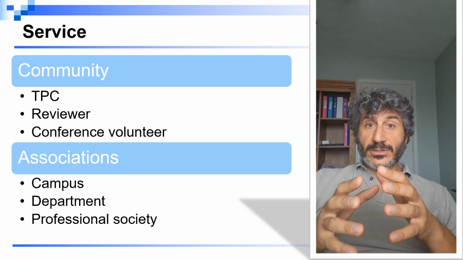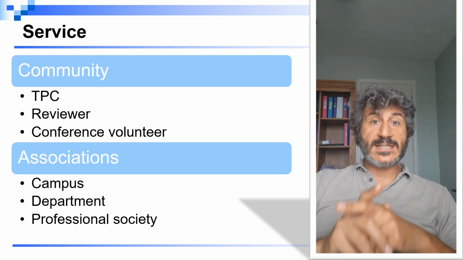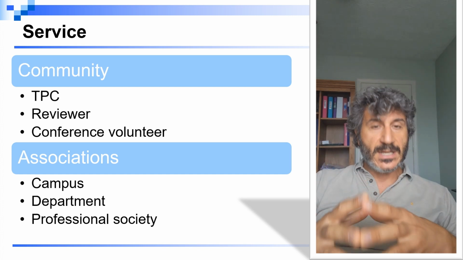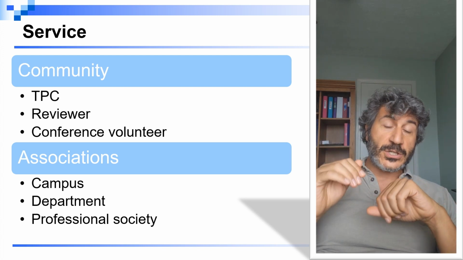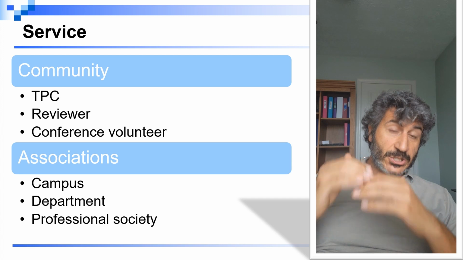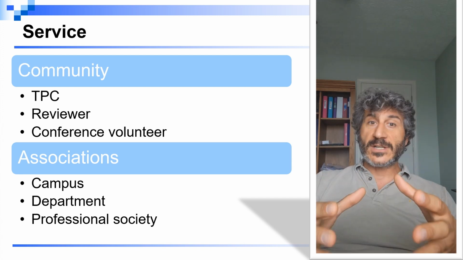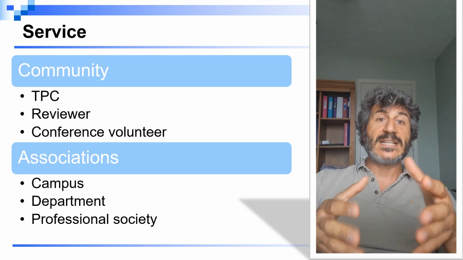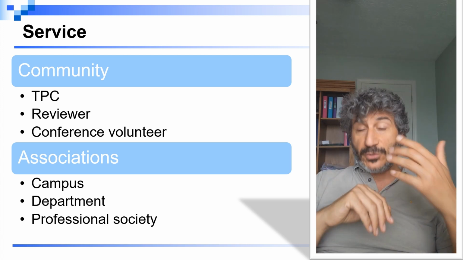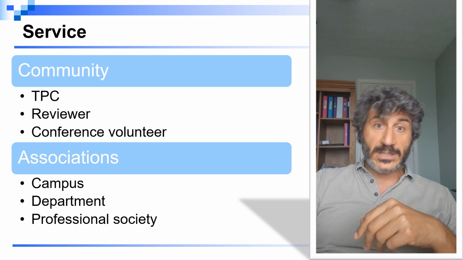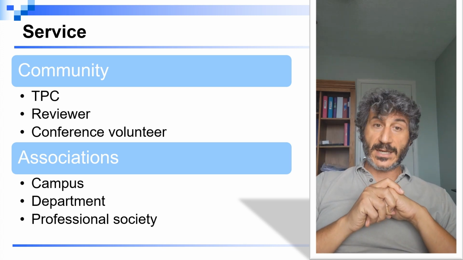Usually the last section, which is still very important, is the section about service. Service could mean a lot of different things, and I think it is important to first include the most important service for the academic community. So for example, if you have been a member of a technical program committee for a conference, definitely you should include that here. If you have reviewed papers for conferences and journals, you should include those here as well.